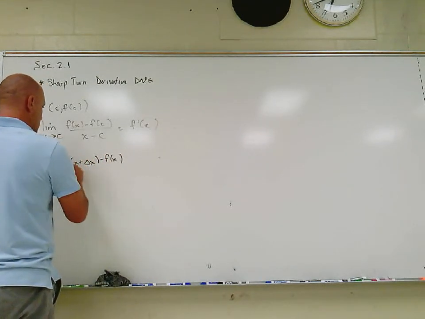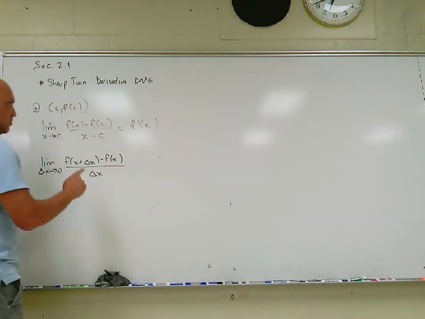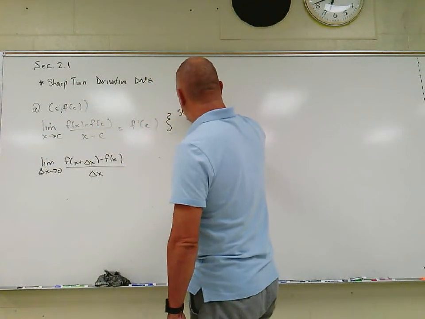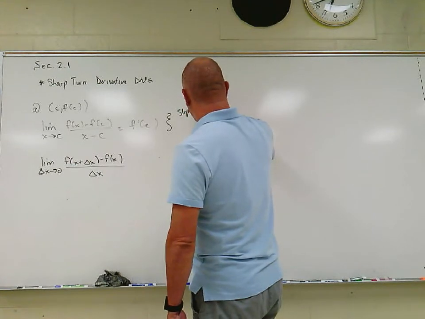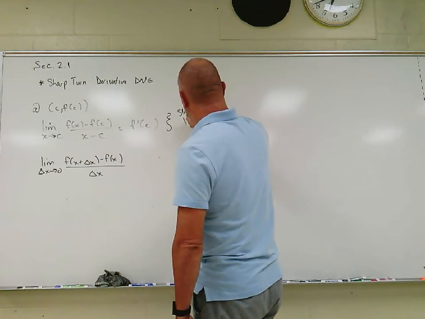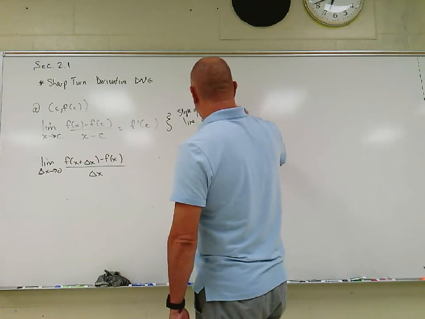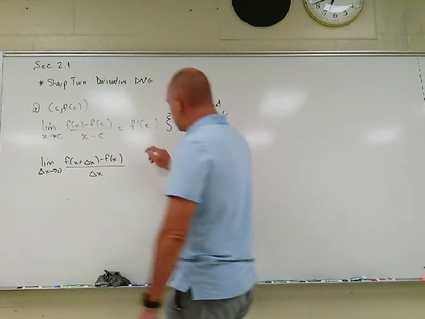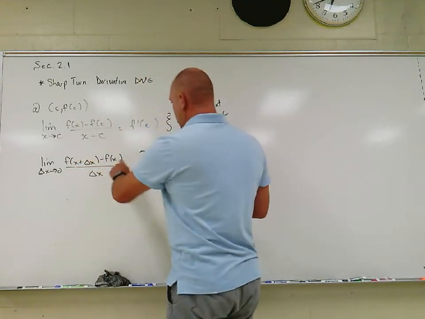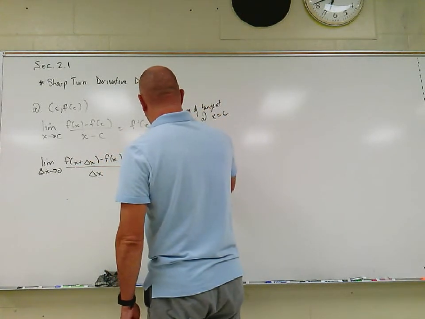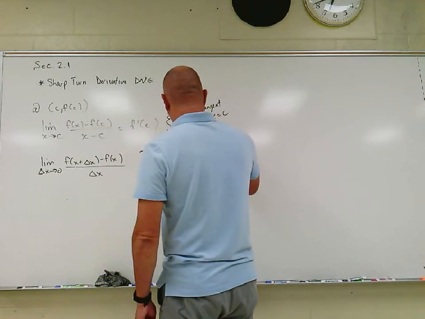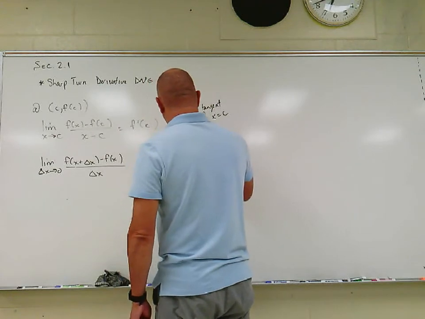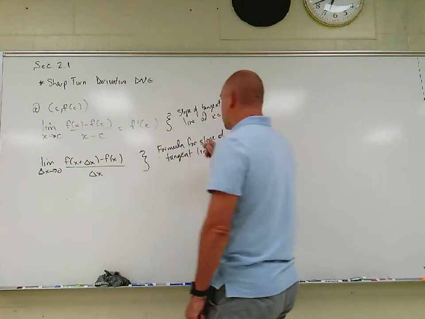So let's make sure we understand the difference in these two. This tells us the slope of the tangent line at x equals c. It gives us the actual slope. So I'm going to give you a numerical value. This, because you're going to have x in your answer for the most part, is a formula for the slope of the tangent line. So make sure we understand the difference there, okay?